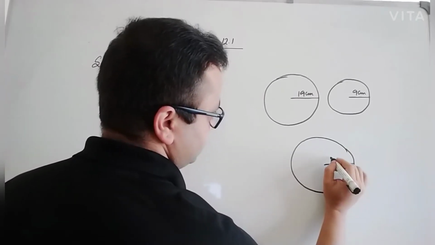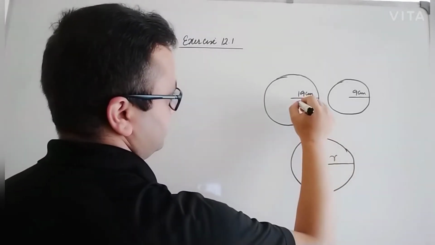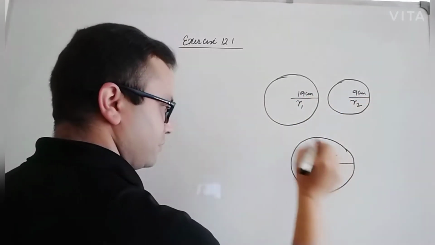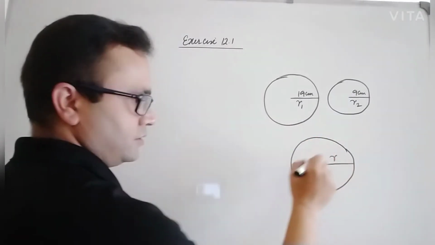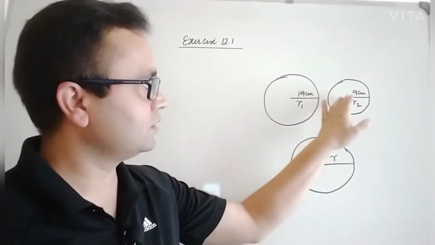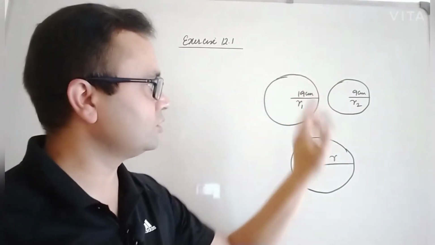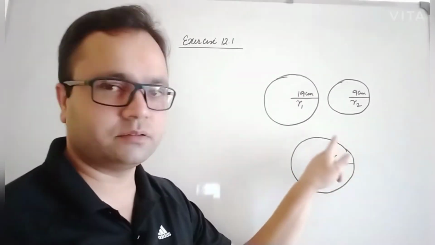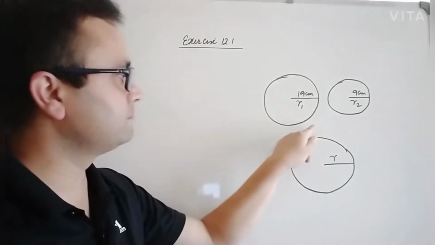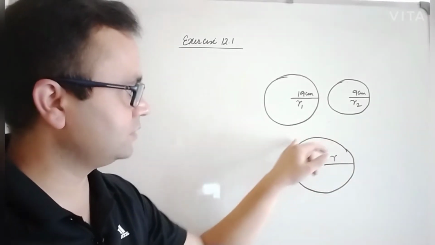Let the radius of this circle be r. So this radius is r1 and this radius is r2. Now we have to calculate the radius of the circle whose circumference is equal to the sum of the circumferences of the two circles. If you add the circumferences of these two circles, you will get the circumference of this circle. So what will be the radius of this circle?